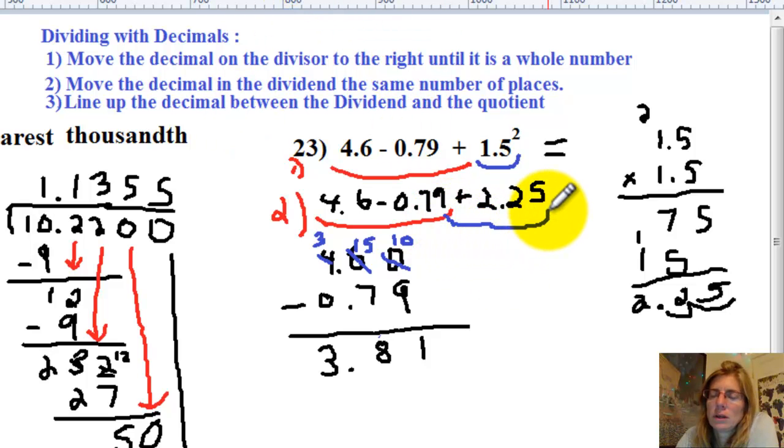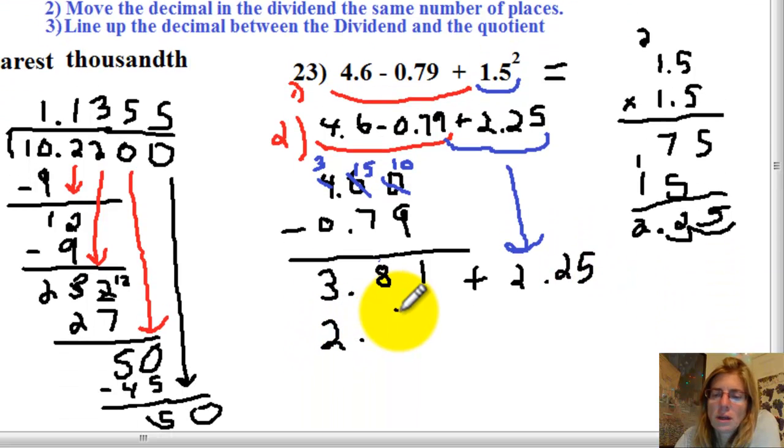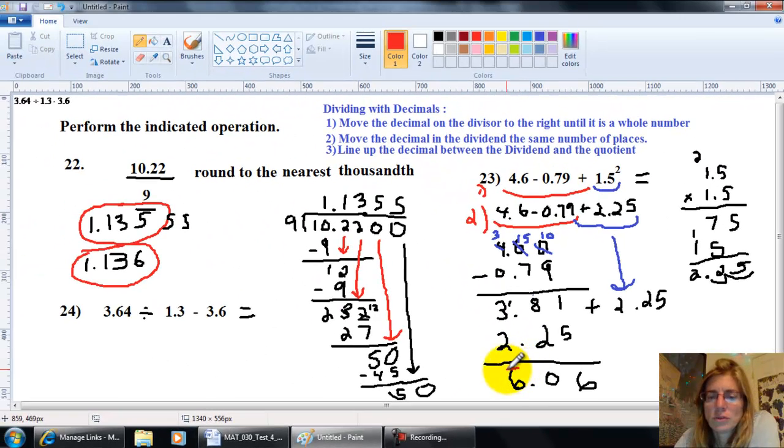Now we bring down the rest of our problem over here. Little tail end over here. We'll bring it all down. 3.81. Remember, with addition, we line up the decimals. So I'm going to just do that. We have 6. 0 plus 2 is 10, 5 and 6.06 for our answer to number 23.